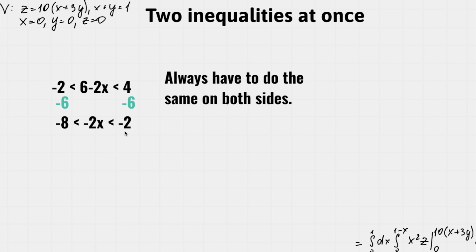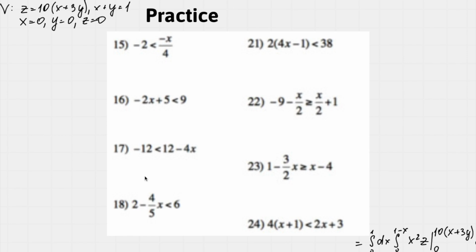And now we have to divide by negative 2. So we divide by negative 2 on both sides, but remember that we're dividing by a negative number, so in this case our inequality changes the direction, and the solution would be that x is bigger than 1 and less than 4. So, yeah, you have to really pay attention to the changes in direction.